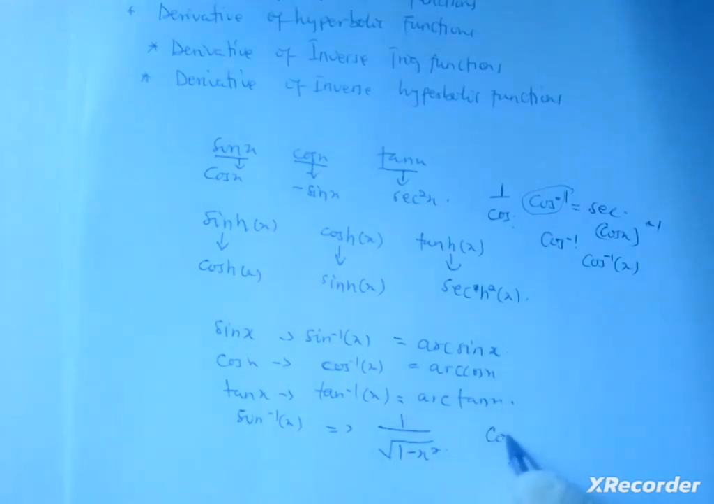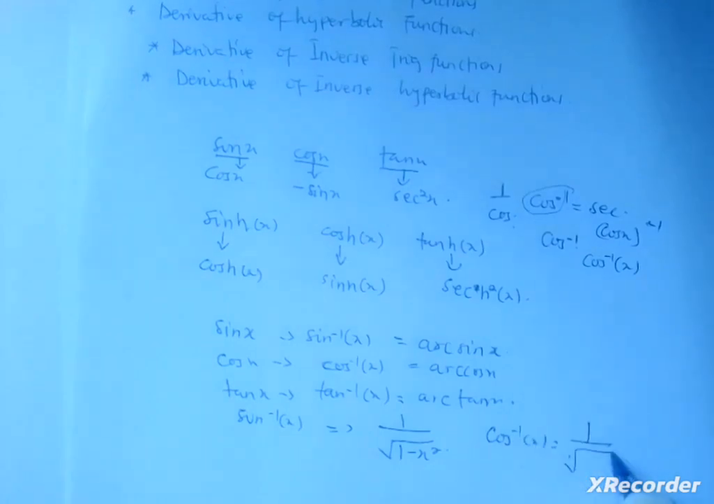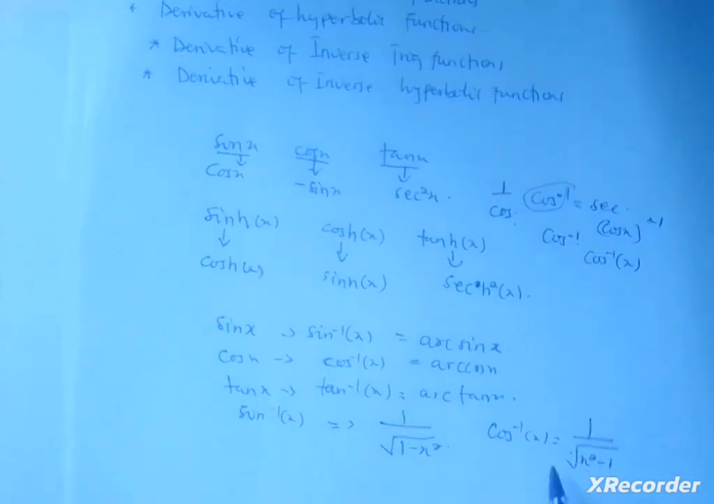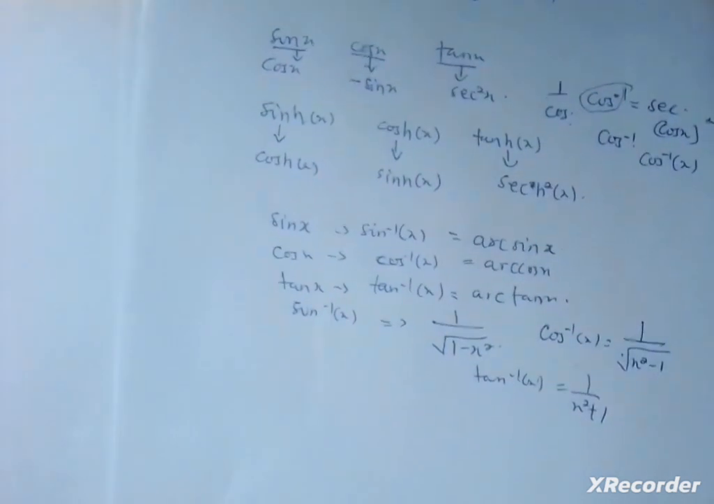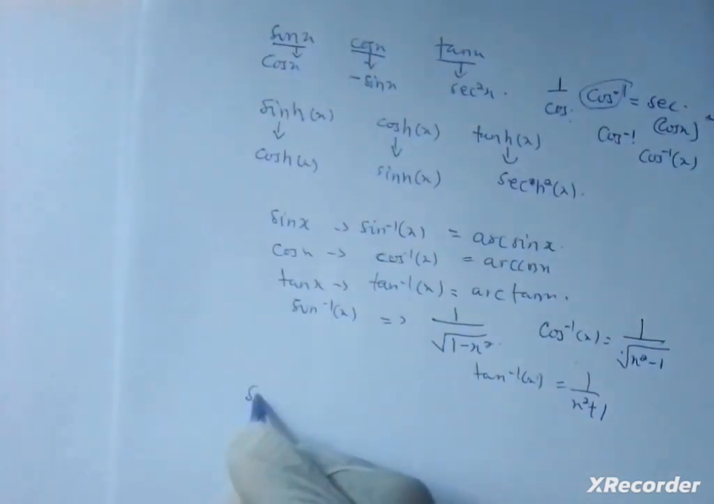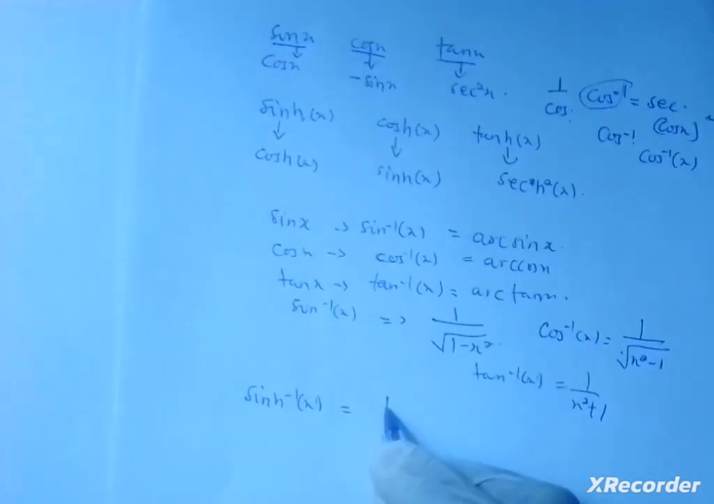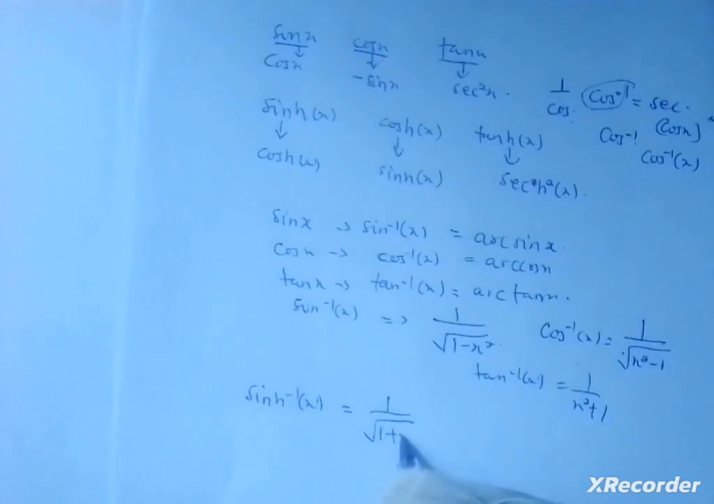So if I take cos inverse of x, I'm going to get 1 over square root of x minus 1. Then when I take tan inverse of x, I'm going to get 1 over x squared plus 1. Let me go to inverse of the hyperbolic function. So sinh inverse of x, if I'm to take the derivative, I'll simply get 1 over the square root of 1 plus x squared.